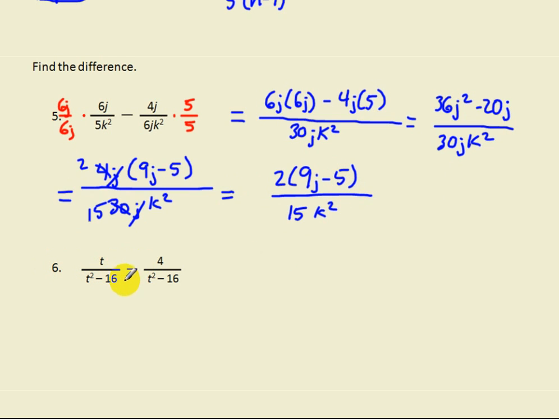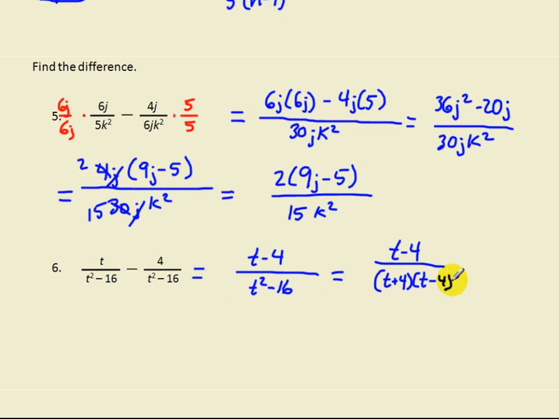Okay, number 6. Here we actually have a common denominator already, and so when we subtract, we can simply subtract across the numerator here so that we have t minus 4, and then our common denominator is already there, t squared minus 16. But now we need to realize that this is a difference of two perfect squares, which means we can factor it. This is equal to t minus 4 over t plus 4 times t minus 4. So we have a t minus 4 as a factor in the denominator. That means it can cancel the t minus 4 that's in the numerator. We still have then 1 left in the numerator, don't forget that, and then t plus 4 in the denominator.